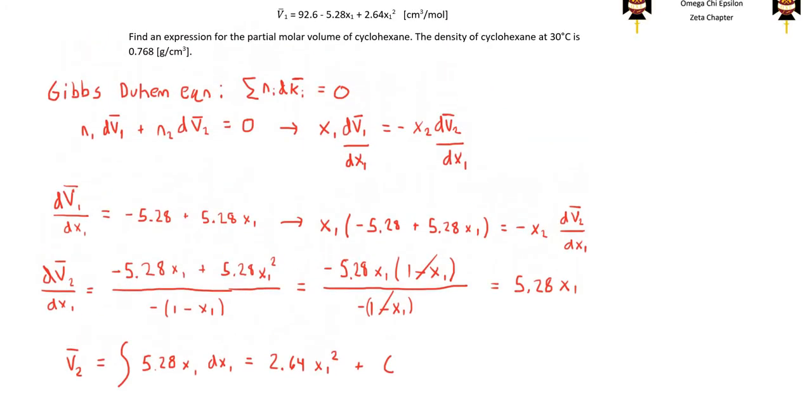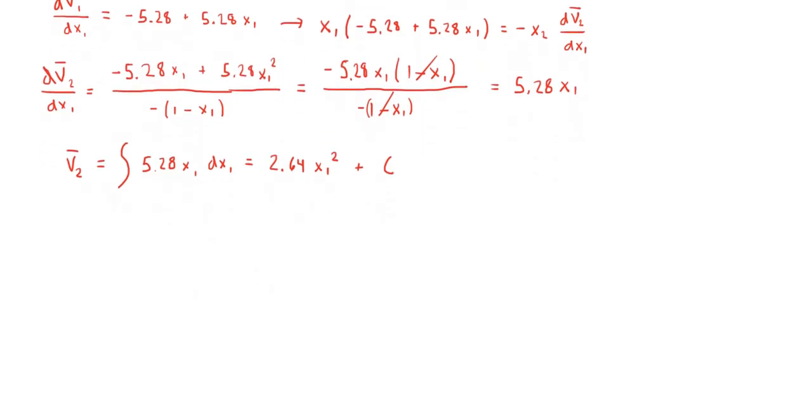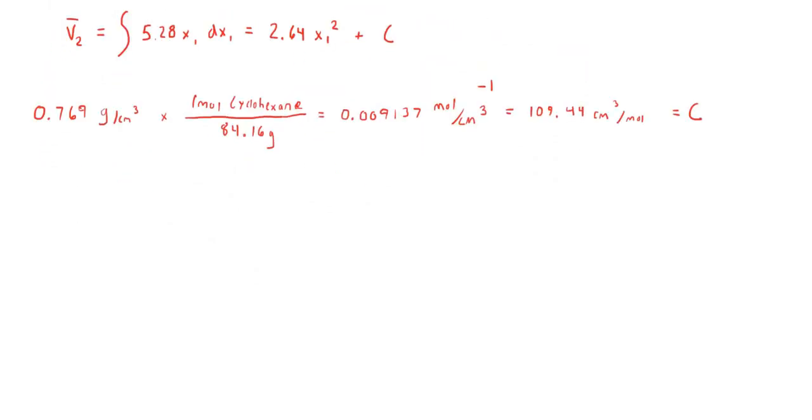And if you go up to the problem statement, it gave us the density of cyclohexane at 30 degrees Celsius is 0.768 grams per centimeter cubed. So we can convert that to a molar volume, and that'll be the constant of integration. When you convert the density to a molar volume, you get that the constant equals 109.44 centimeters cubed per mole. And when you plug that back into the expression we had for V̄2, you get the final answer of V̄2 equals 2.64 x1 squared plus 109.44 centimeters cubed per mole.